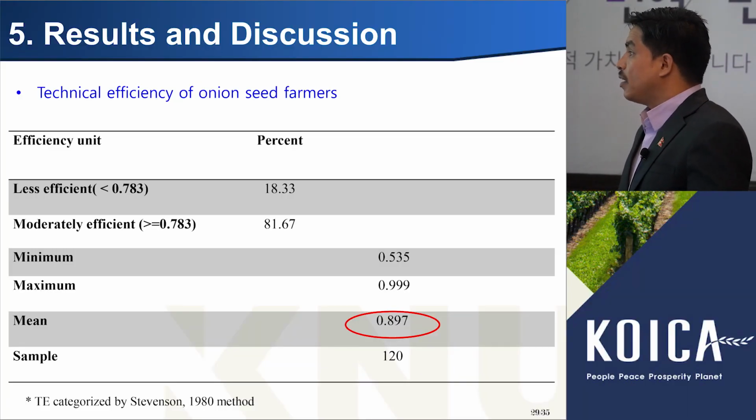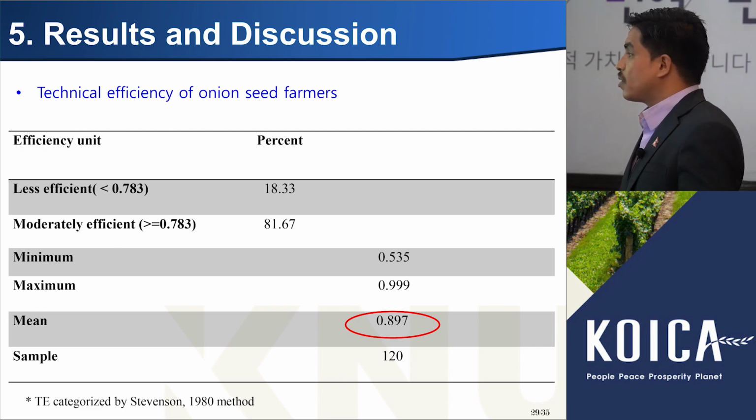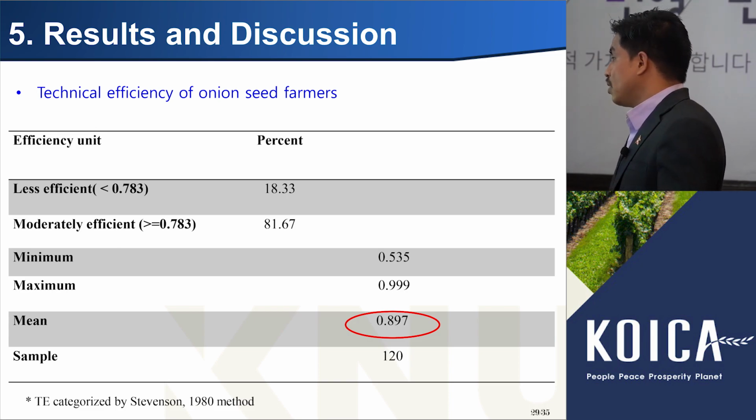The less efficient farmers are those below the 78.3% technical efficiency level. The number of such farmers is 18.3%, and the highest number, 81.7% of farmers, have technical efficiency higher than 78.3%. The minimum technical efficiency was 53.5%, the highest was 99.9%, and the mean technical efficiency was 89.7%. We can see here this table showing the actual yield and potential yield.